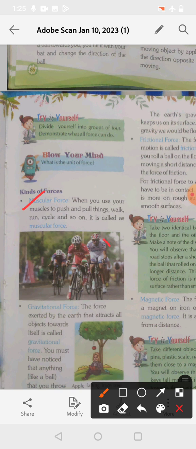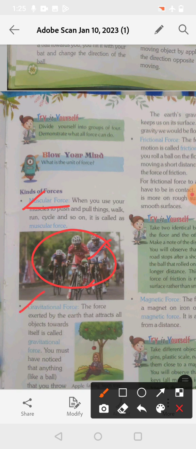Here you can see in the picture, when they are riding the bicycle, they are using their muscles, right? Hand muscles, leg muscles. They are pushing and pulling. So this type of force is known as muscular force, in which we are using our muscles to push things.